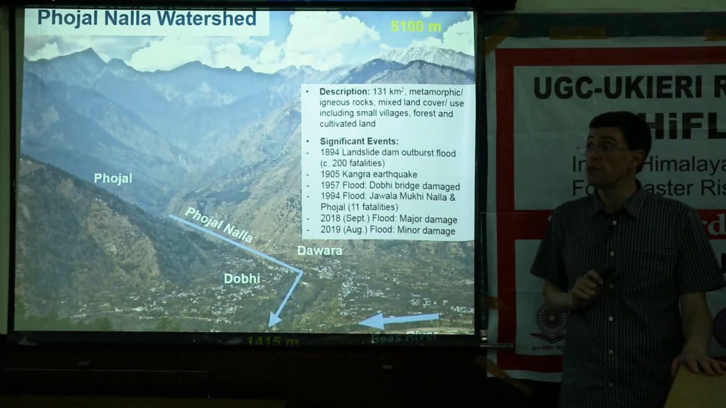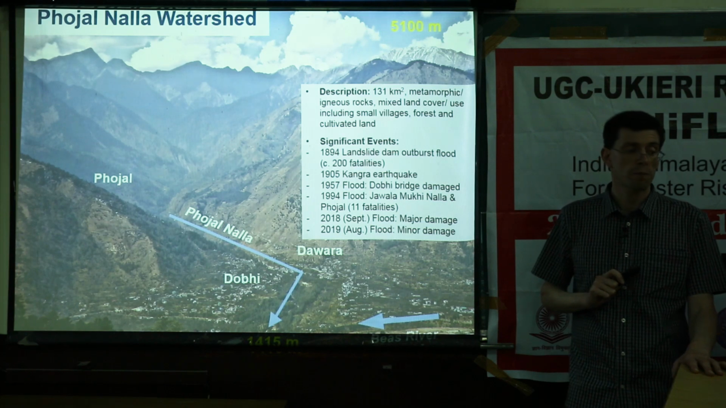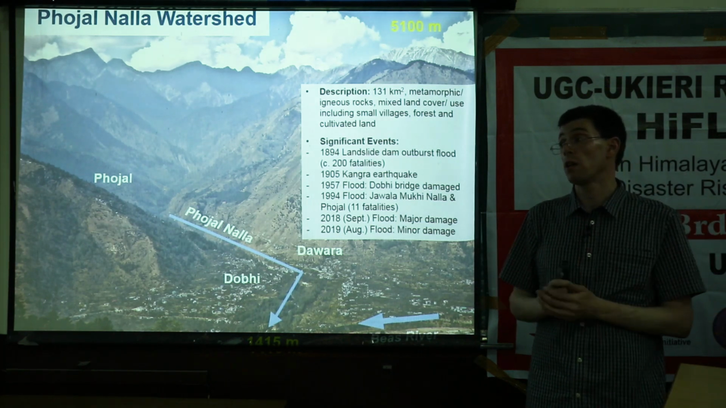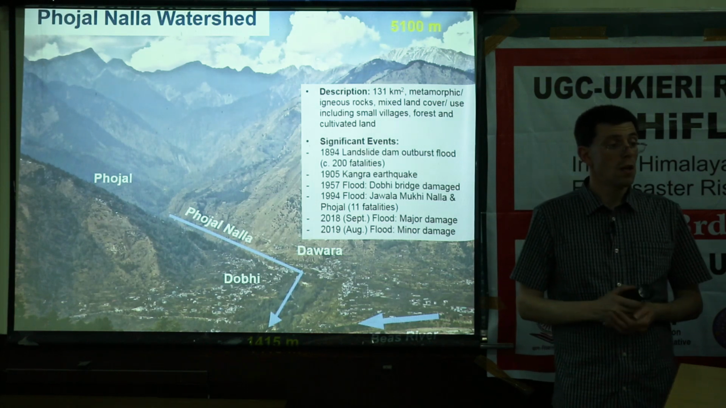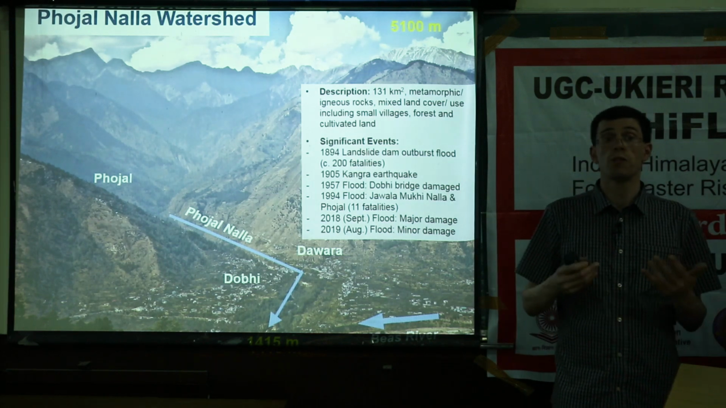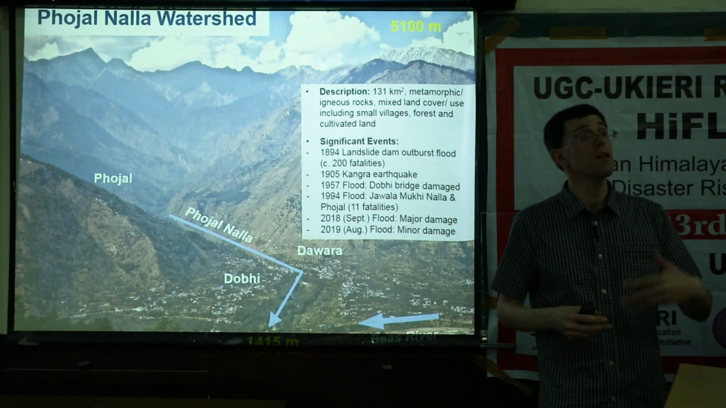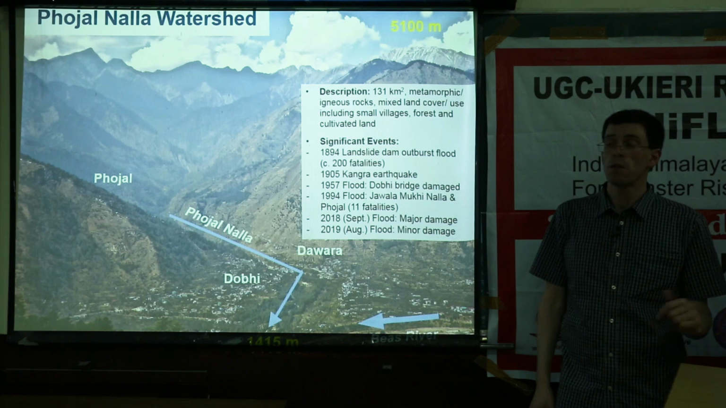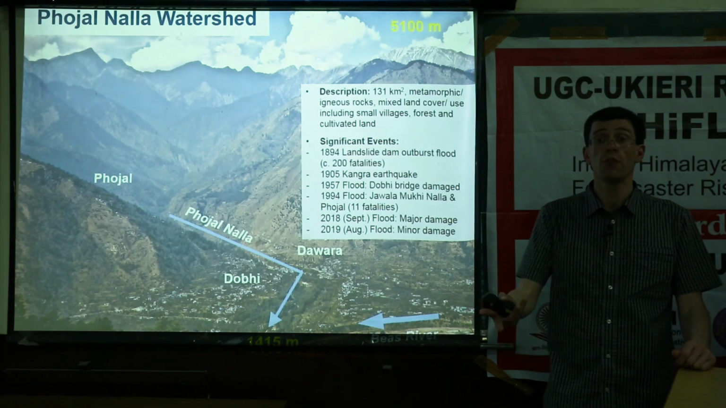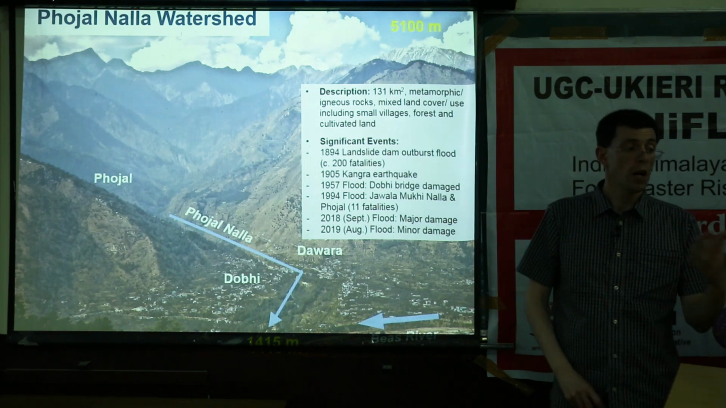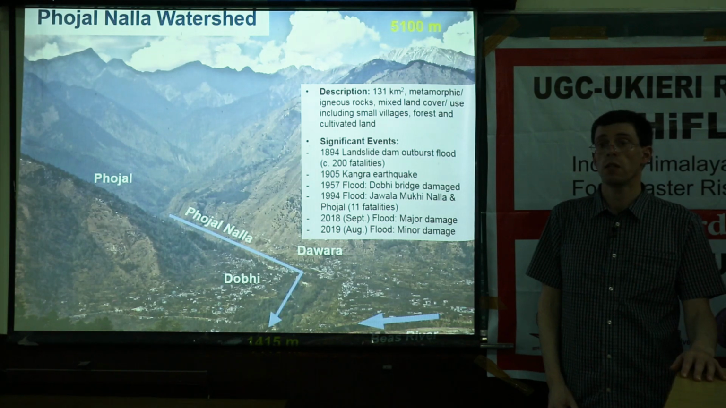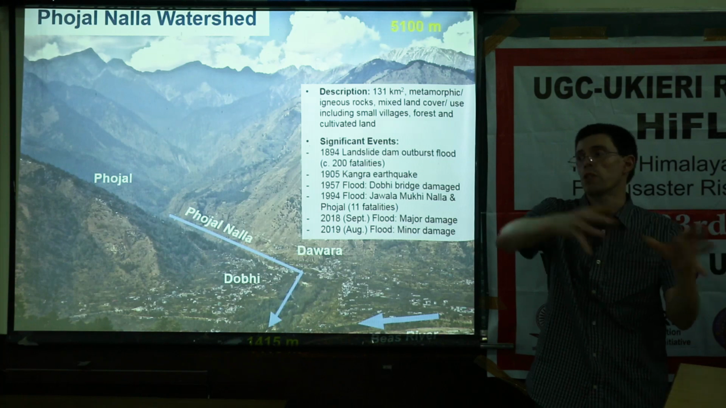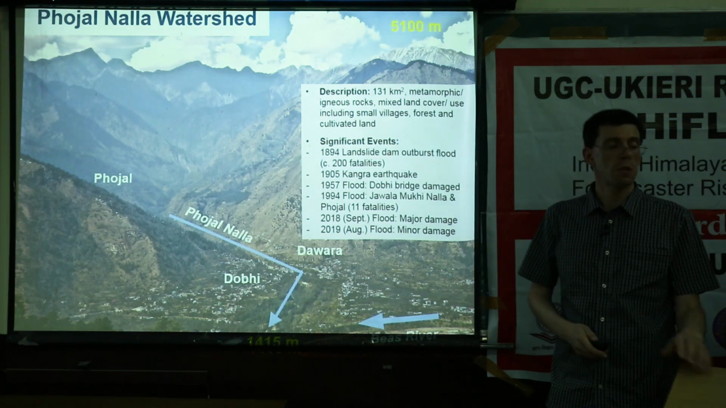So 1894 we mentioned from the documentary account. Well known, 1905 Kangra earthquake led to landsliding and flooding in the catchment. More recently, the road bridge, which you've seen photographs of, was washed away numerous times in the 1950s. And more recently, 1994, a fatal flood killed 11 people. And we've mentioned floods in 2018. And that information is in the public domain. So it's got to be transferred to these management databases.